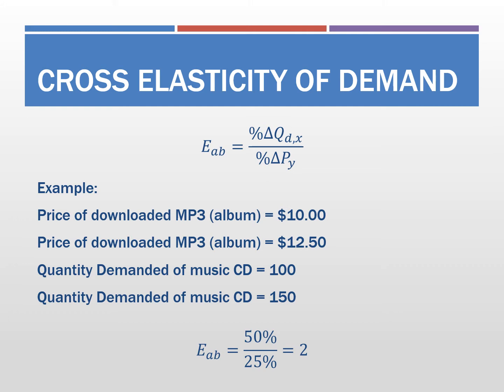In this case, if we have a number equal to 2, we can interpret the result as follows. For every 1% change in price for MP3 album, it will cause the music CD quantity demanded to change by 2%. And specifically, because both numbers are positive, we can be a little bit more specific. We say, for every 1% increase in price of MP3 album, it will increase the quantity demanded for music CD by 2%.